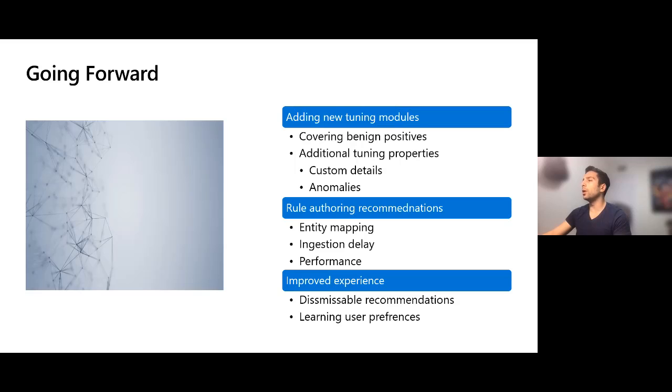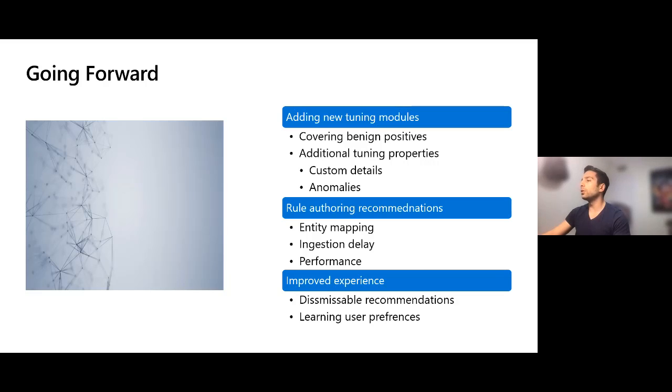We would also like to have rule authoring recommendations to make your detection writing much easier. One of them is entity mapping. We would like to make that process as automatic as possible. So as we see it, our goal is that you wouldn't need to map entities manually. Those will be automatically mapped by us, but you just need to approve it and move on.